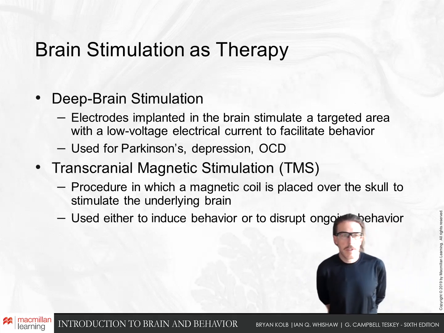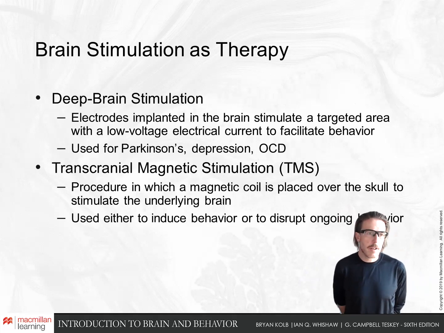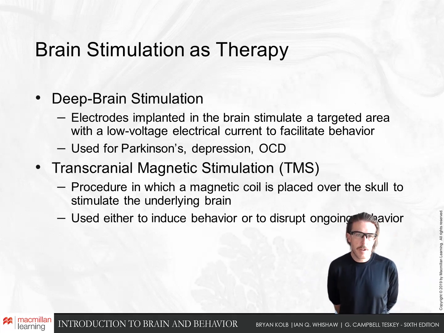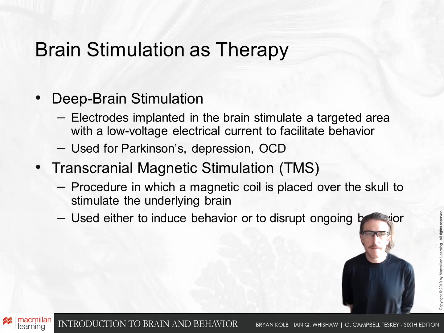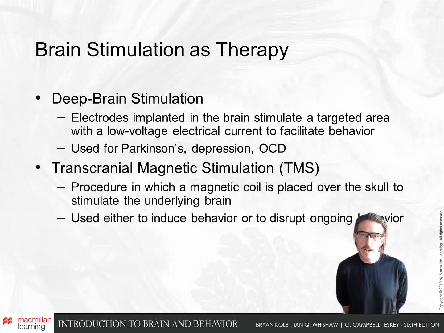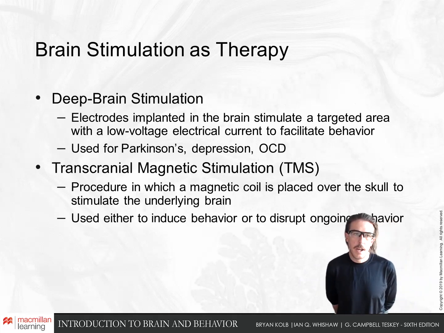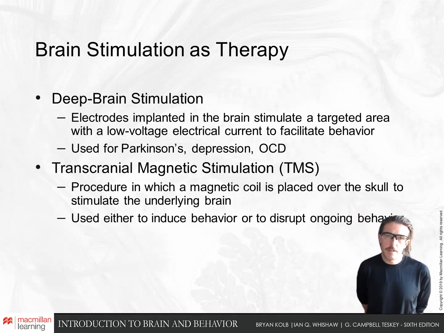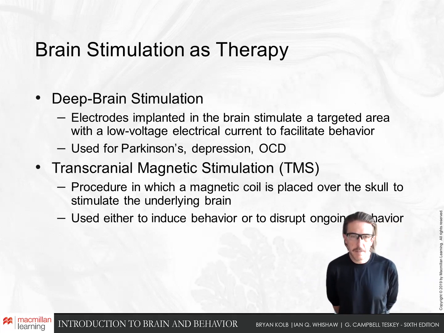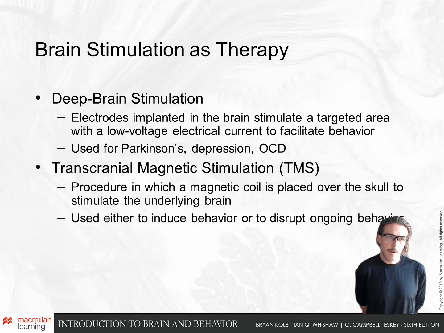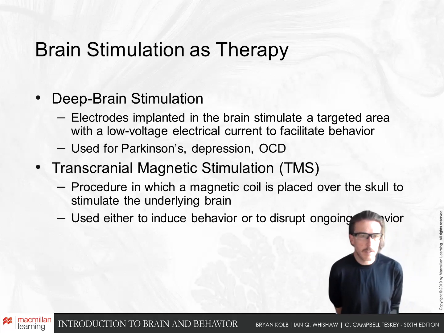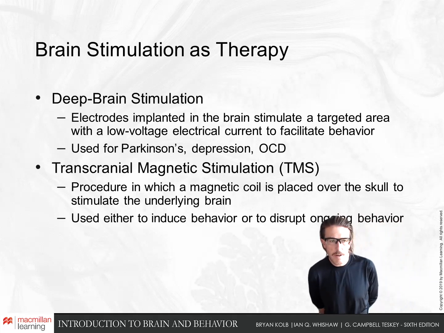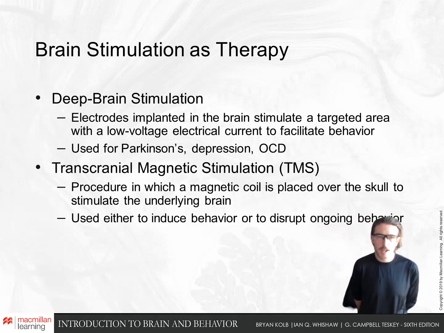In humans, two different types of electrical stimulation are commonly used. Deep brain stimulation is now a very common technique in which an electrode is implanted in the brain, much like a pacemaker, and a low voltage electrical current is applied with particular rhythmicities to facilitate particular behavior. This is common in Parkinson's and in depression and OCD treatment for very difficult cases.